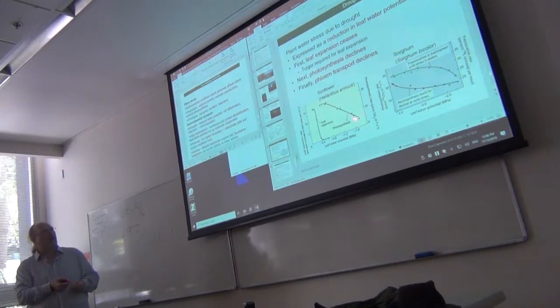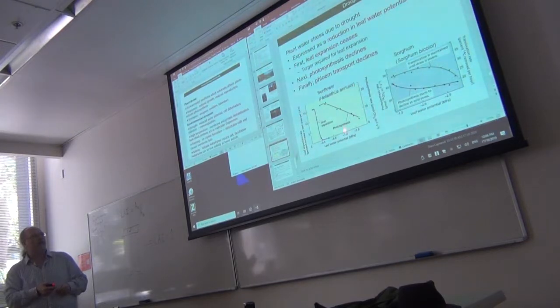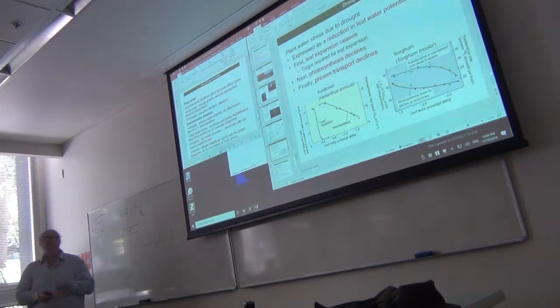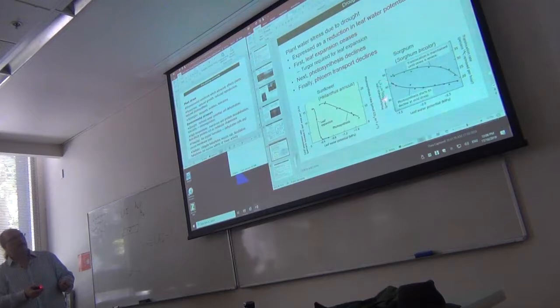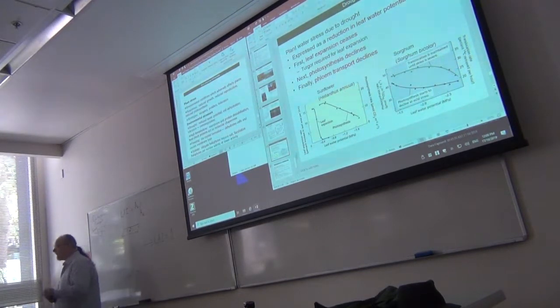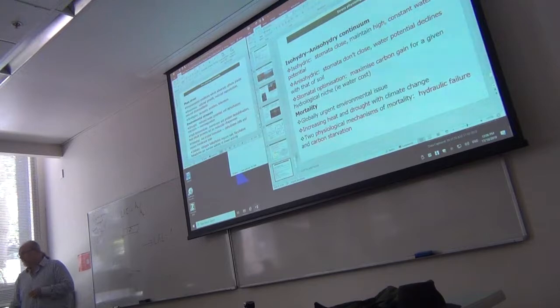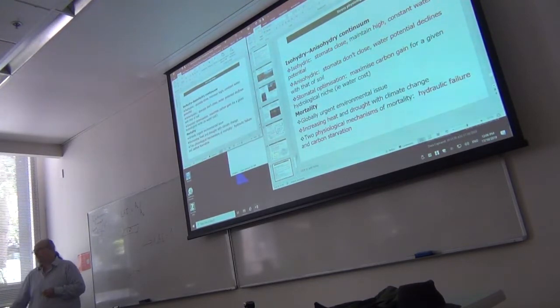Then, some while later, photosynthesis starts to decline, and then once photosynthesis is really getting close to being done itself, that's when you see phloem transport stop. Phloem transport continues after almost everything else shuts down. And once phloem transport stops, that's pretty much all she wrote. Then we also talked about isohydry, anisohydry, and mortality.